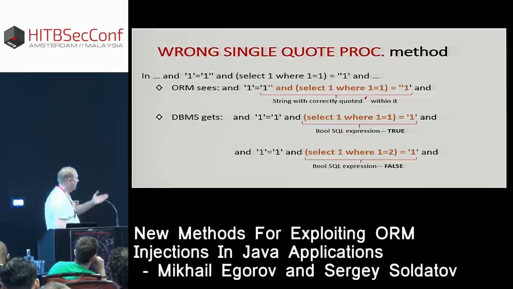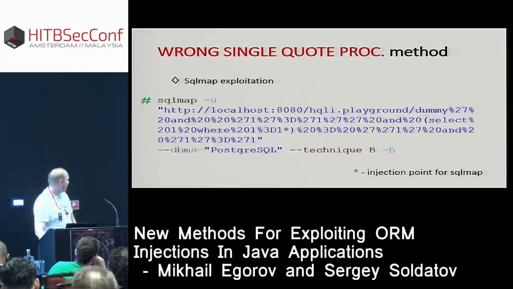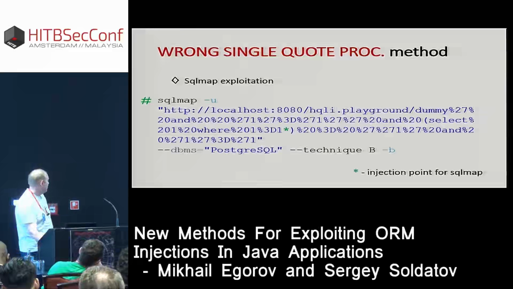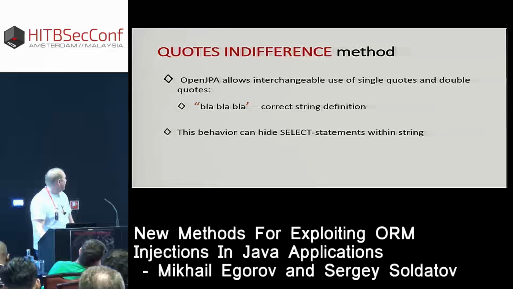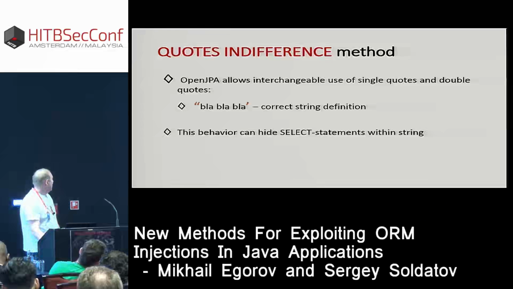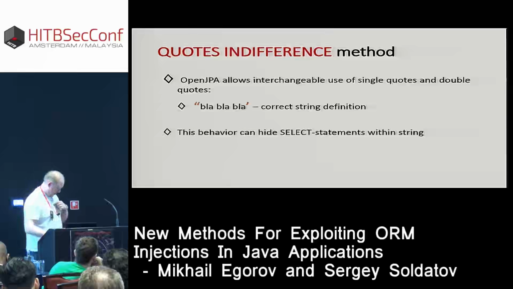On the slide you can see how to form a true expression and a false expression for blind SQL injection. Exploitation looks like this. And this technique works for every database management system. On the slide the example is for Postgres. Another interesting feature of Apache OpenJPA is a vulnerability that we called quotes indifference.